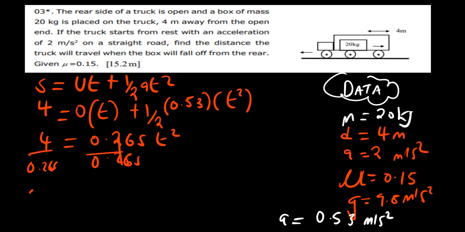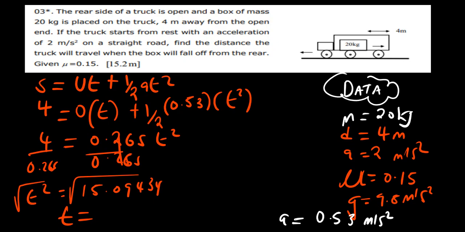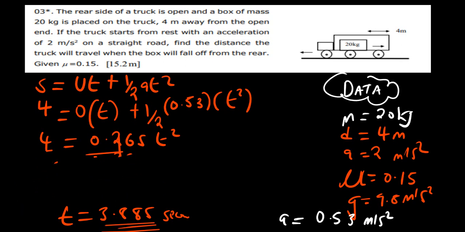So therefore my t squared will be equal to 4 divided by 0.265. I'm getting 15.09434. For me to remain with my t, I'm going to take the square root on both sides. So t is equal to the square root of what I've just found, 3.885 seconds. So this is the time that this object is going to move as it is dropping off.